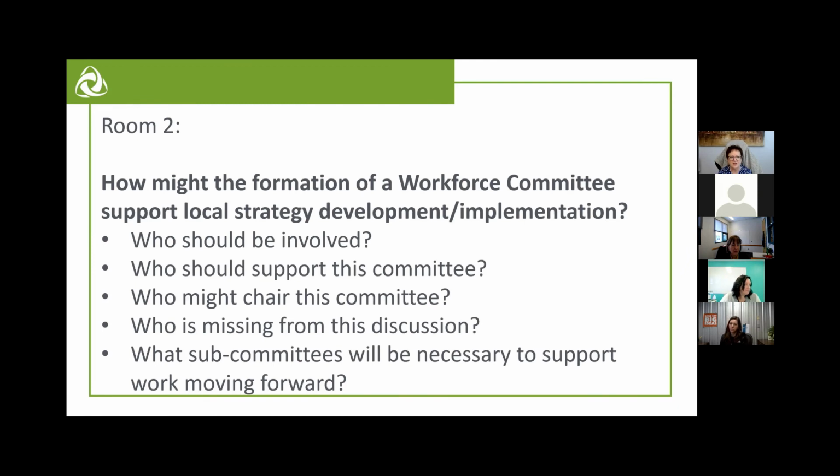So the second question is about the formation of a workforce committee in your area that would be designed to support the strategy development as well as implementation. So in this session, we're going to just have a conversation around what this committee might look like, who should be at the table, who's missing from the conversation.